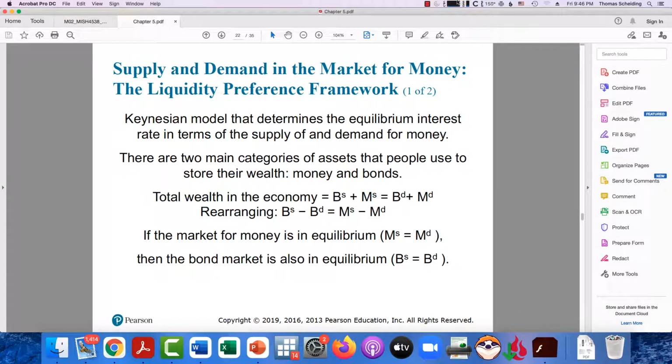Now, we need to break down the market for money into two things: a market for money and a bond market. Each of these markets is in equilibrium. And individuals basically move their money between the money market and the bond market based on their preferences for liquidity. Thus, it's called the liquidity preference framework. So both of these markets, if one's in equilibrium, then the other has to be in equilibrium as a consequence.